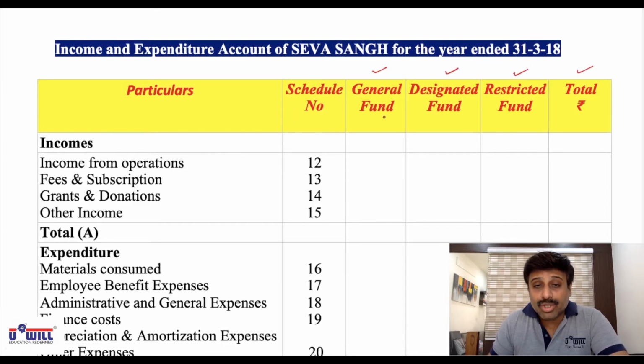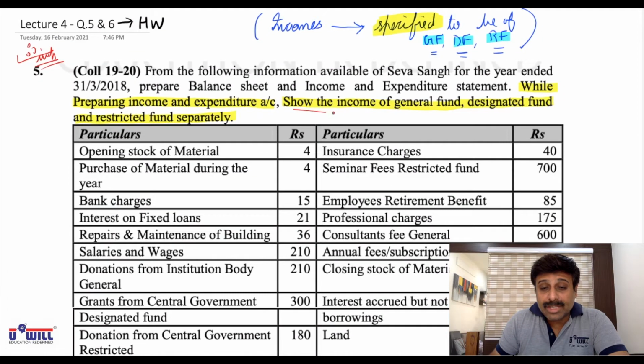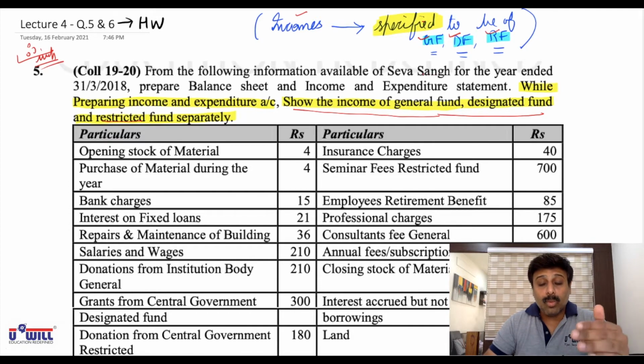But when are we supposed to do this? When it is mentioned in the question, and even if not mentioned in the question, you'll find incomes are specifically mentioned to be of general fund, designated fund or restricted fund. Once I discuss the question, you'll understand.